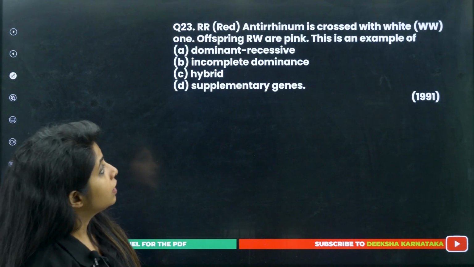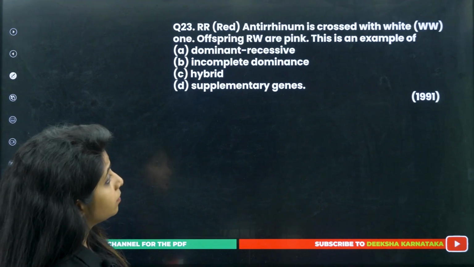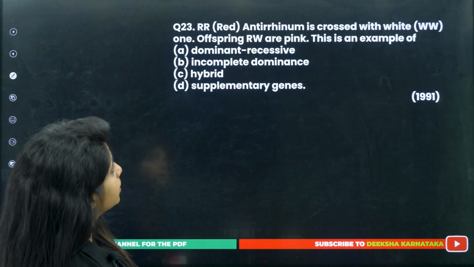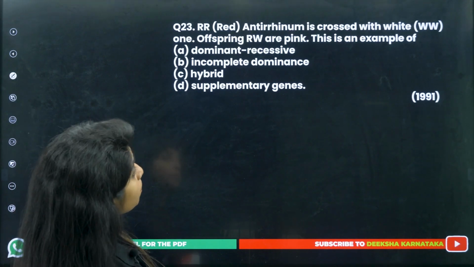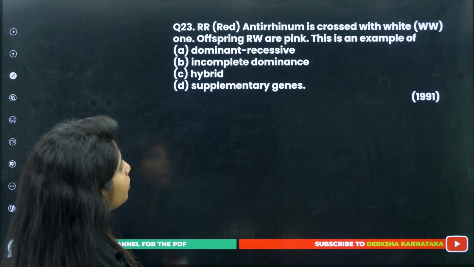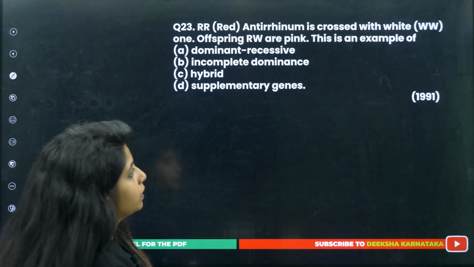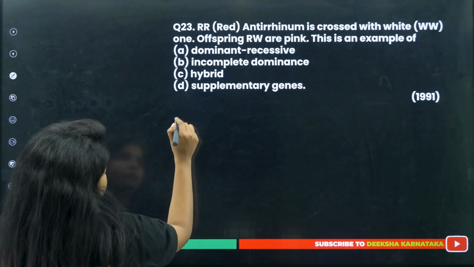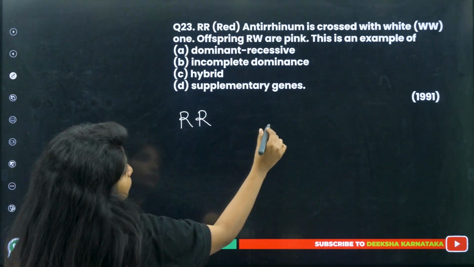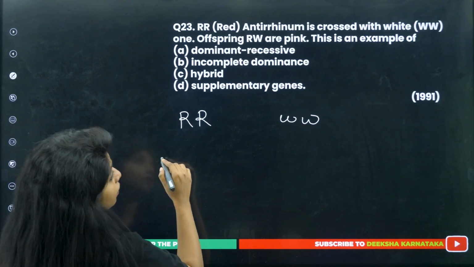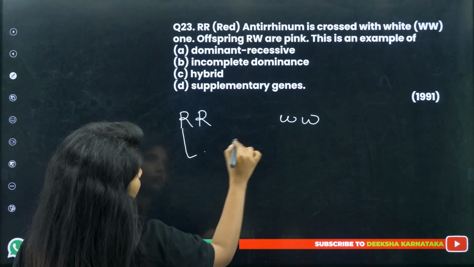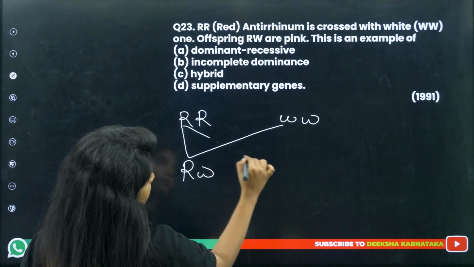Going ahead, 23rd. Antirrhinum, or snapdragon, with capital R is crossed with white, small w. Okay, the offspring RW are pink. This is an example of what? Whatever you do, the cross would be like this.